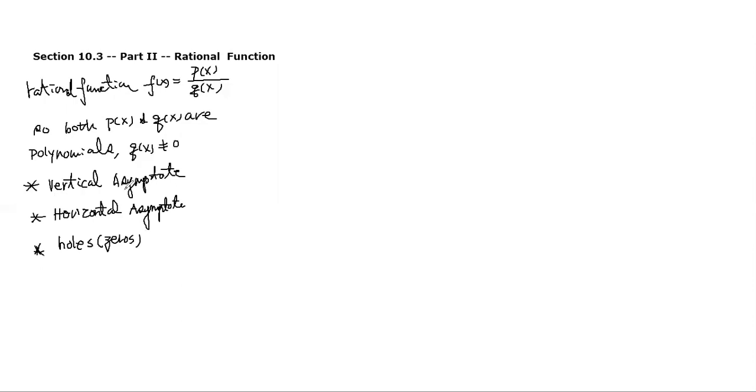So let's take a look from the graphical point of view: what is the vertical asymptote? What is the horizontal asymptote? And what are the holes? And then we're going to look at how we can derive them mathematically, right? Okay, so let me graph this.